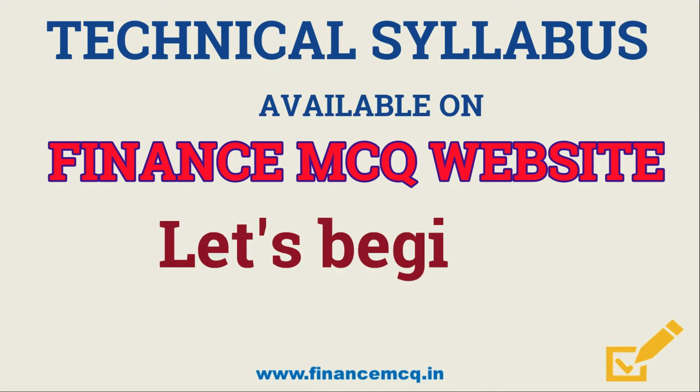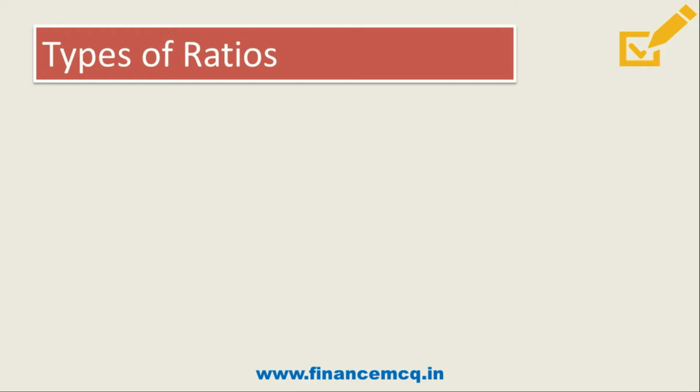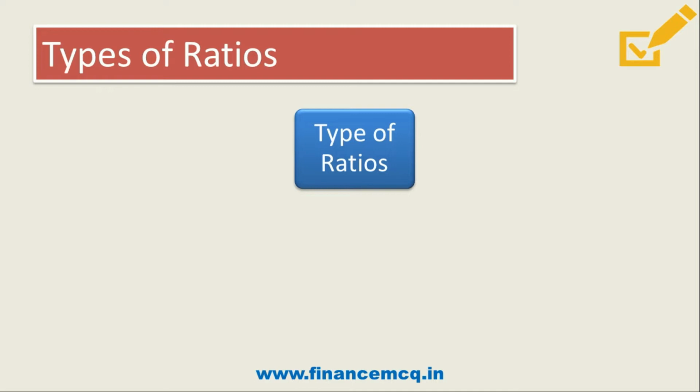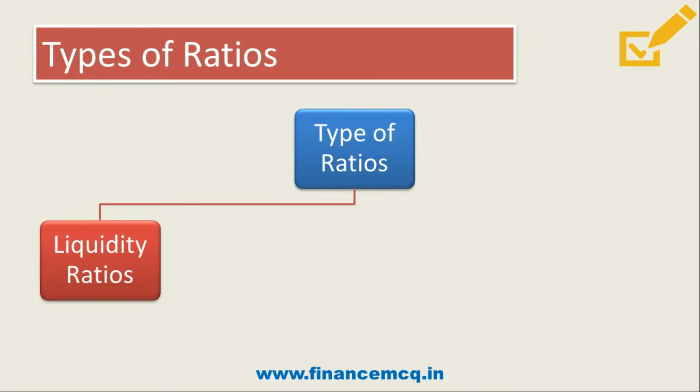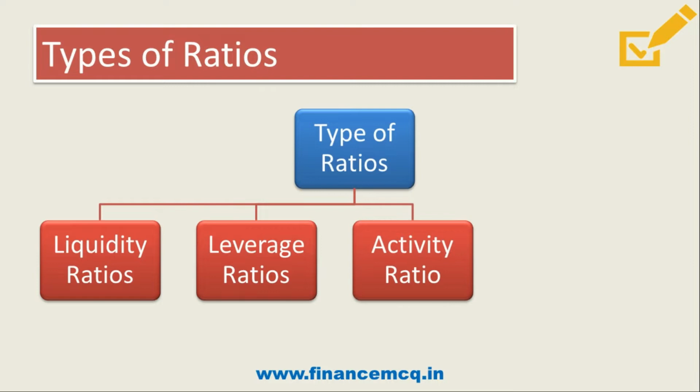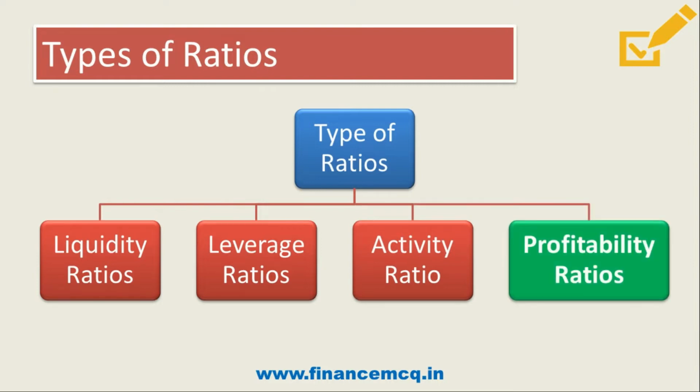So let's begin. Friends, we have already discussed in our previous videos that there are various types of financial ratios such as liquidity ratio, leverage ratio, activity ratio and profitability ratio. And friends, we have already discussed liquidity ratio, leverage ratio and activity ratio, and in this video we will talk about profitability ratio. So let's start our discussion.